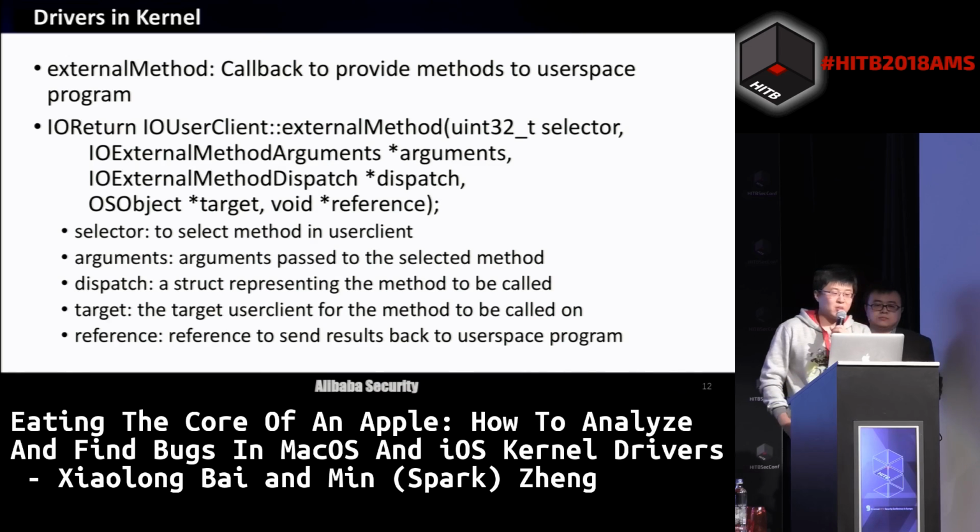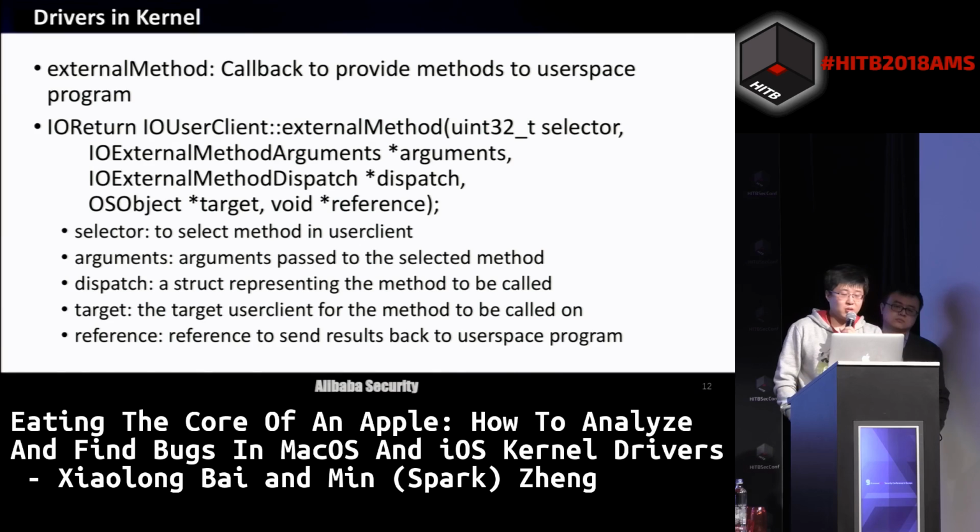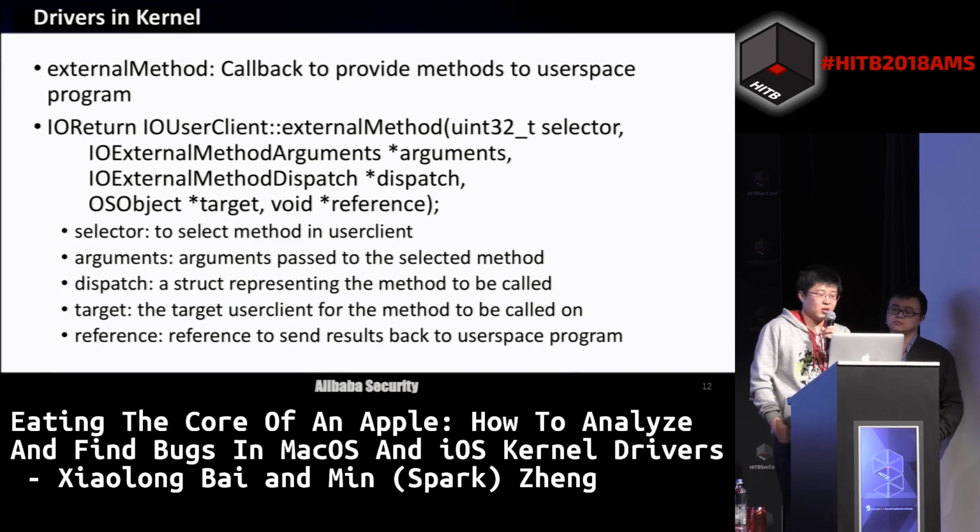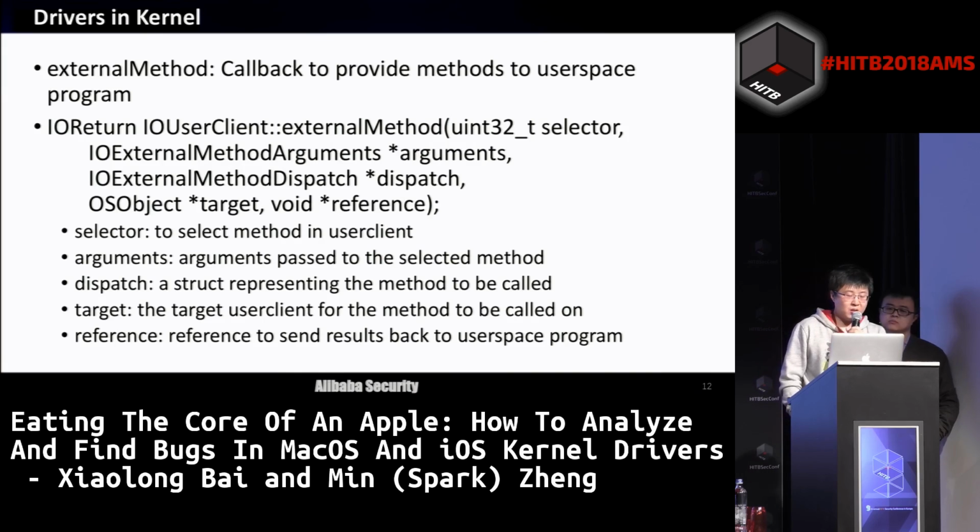So let's talk about the most important one, externalMethod. This method has 5 parameters. The first one is called the selector. It is used to select the method in the user client. It starts from 0. And for arguments, this parameter will pass the parameters from user space to the driver.